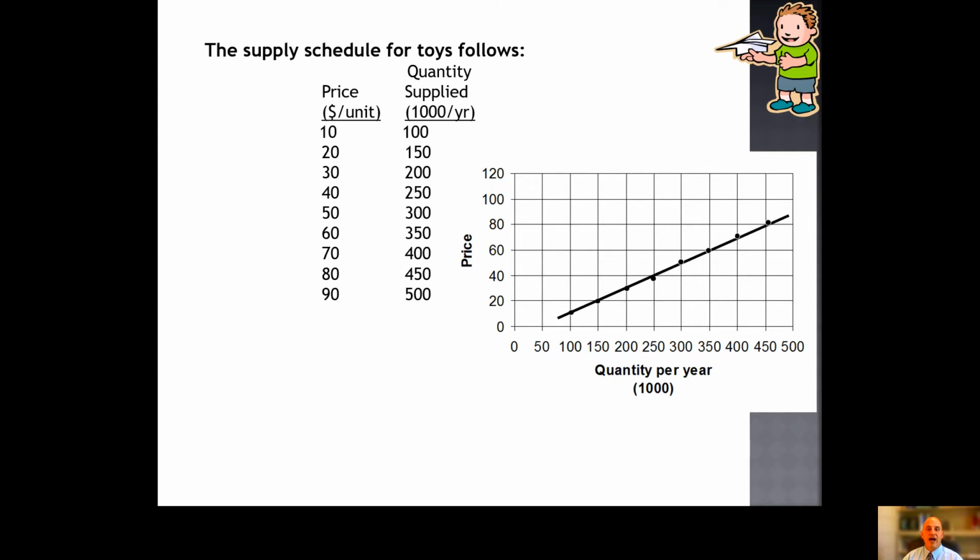So supply is the entire function made up of all of the different prices and all the different quantities. So if I were to say that the price of toys rises from 30 to 40, we don't say that supply increases, we say quantity supplied increases. We go from 200 units to 250 units per year.